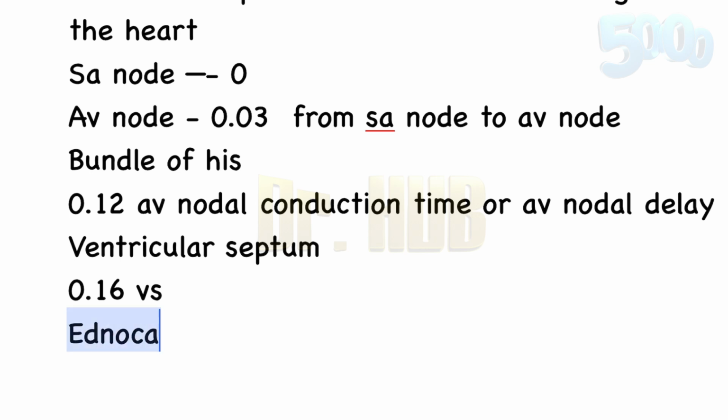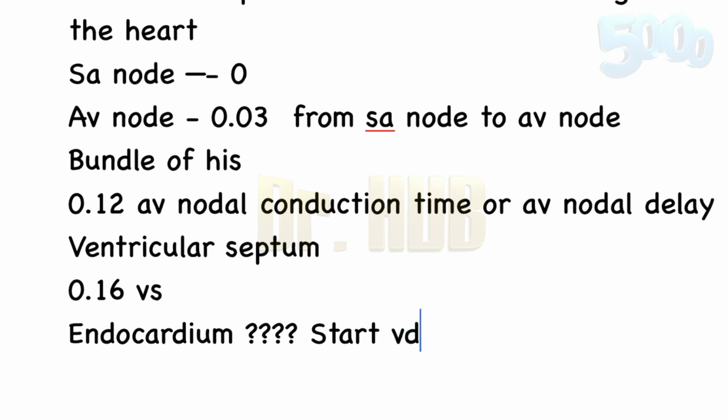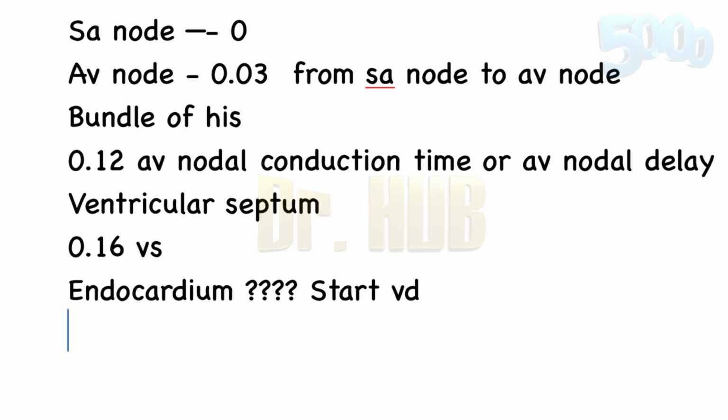Then looking at the endocardium. The endocardium time is about 0.17 to 0.19. So it's the start of the ventricular depolarization, that is, the VD.